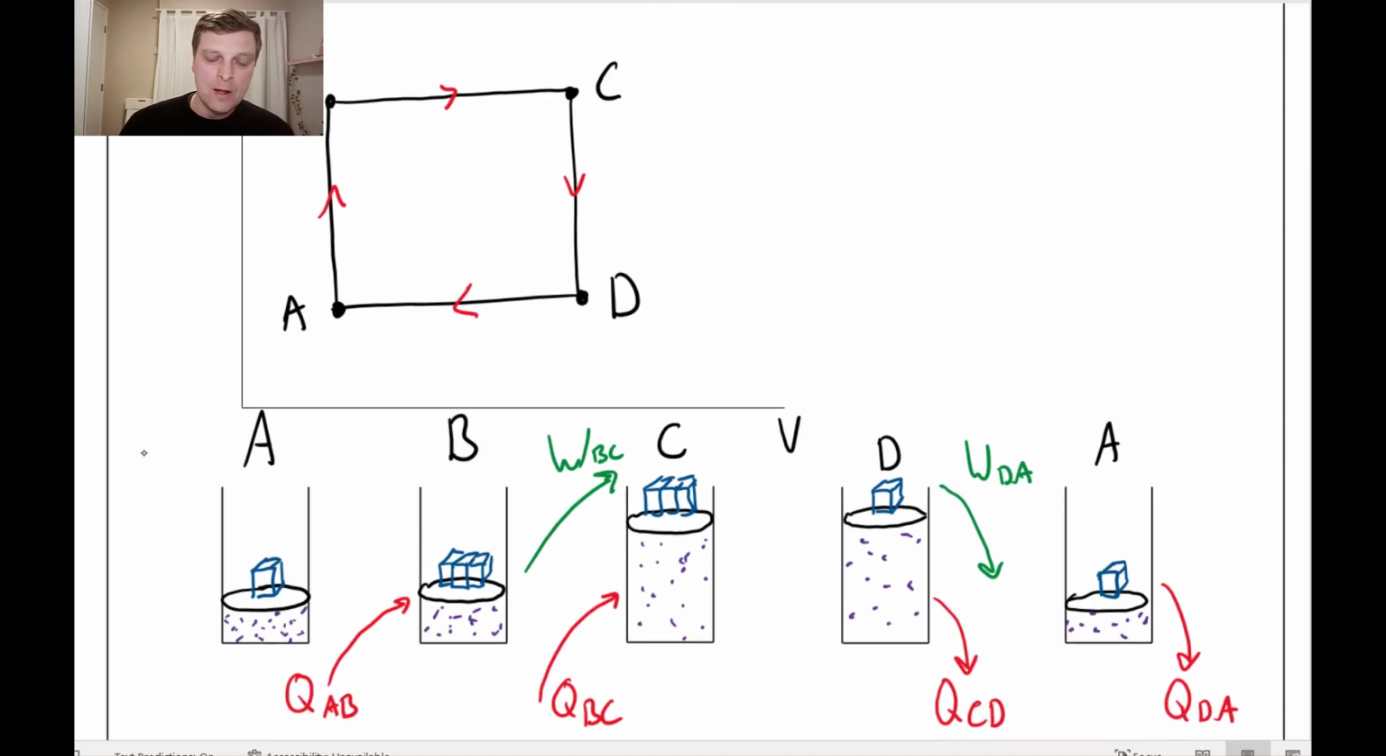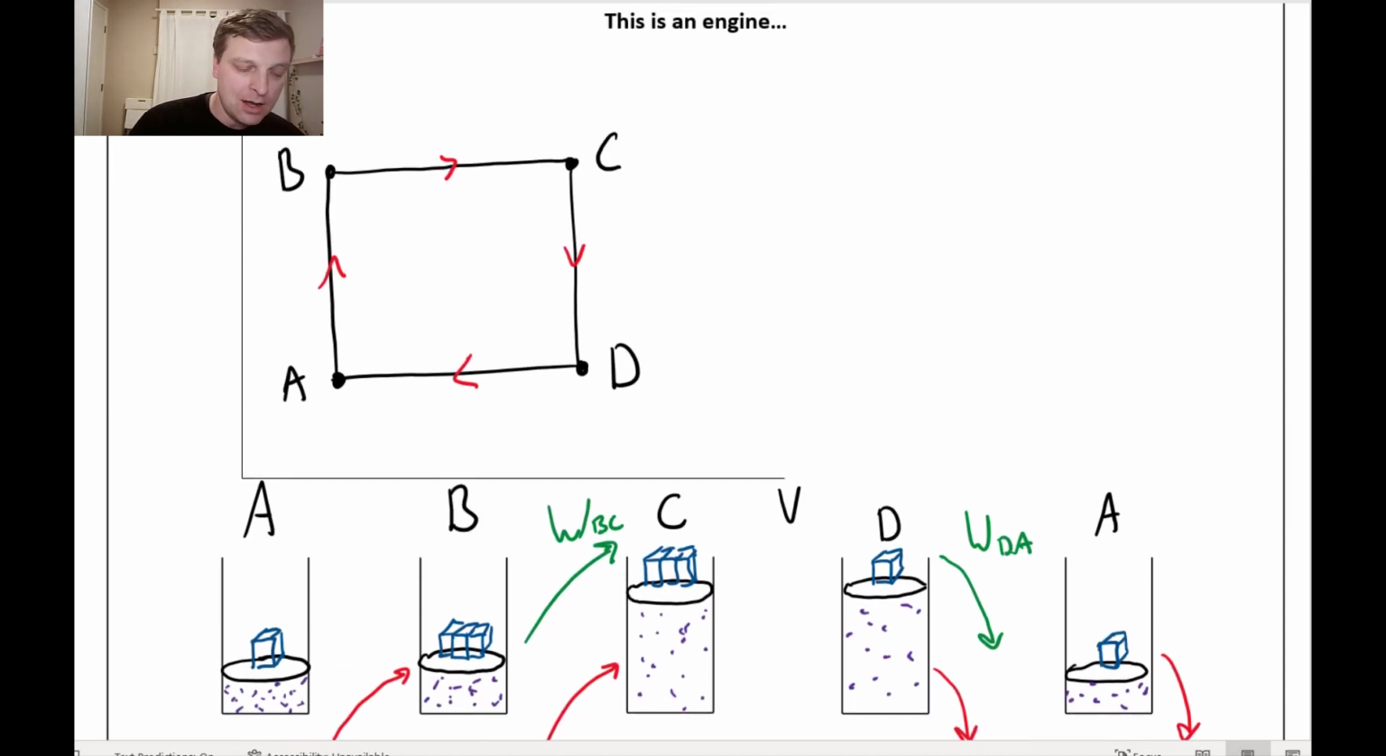And the first one that I want to point out is that if I look at my first law of thermodynamics, which is the change in internal energy, we know the change in internal energy is going to be the heat that flows in plus the work that is done. But let's think about the change in internal energy for the whole system. So for the whole cycle, A, B, C, D, A, which is the whole cycle all the way around.